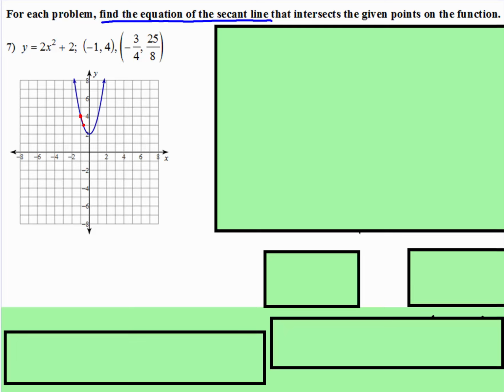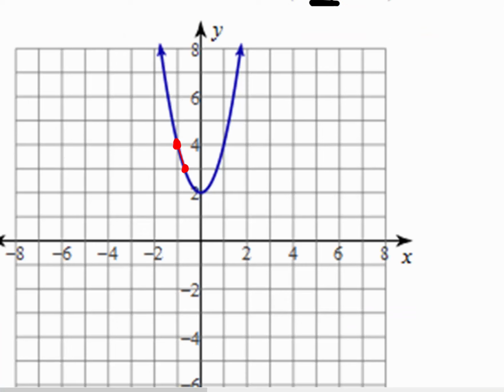Okay, for each problem, find the equation of the secant line that intersects the given points of the function. So they give you these x values, they give you 2 points, right? And then you have to find the equation of the line between them. So I did that here.